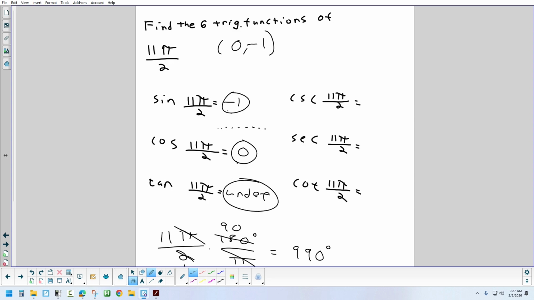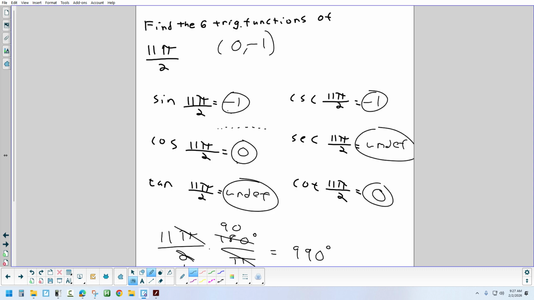Okay, cosecant? -1. That's one of two numbers that stays the same. The secant is undefined. And the cotangent is, when you flip undefined, you get 0. Questions on that?